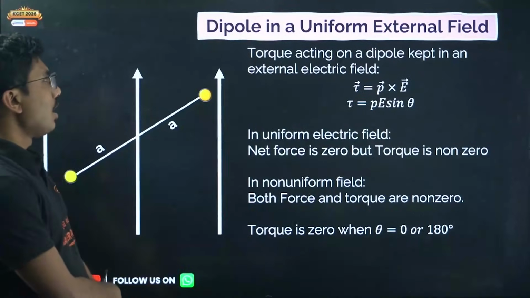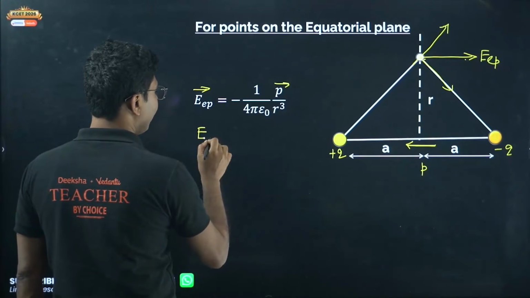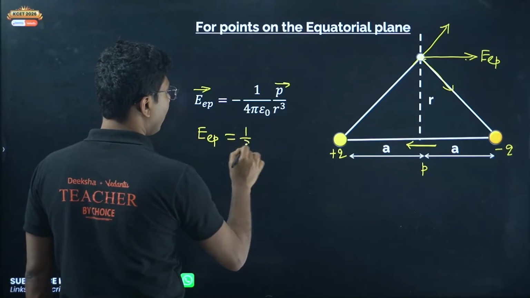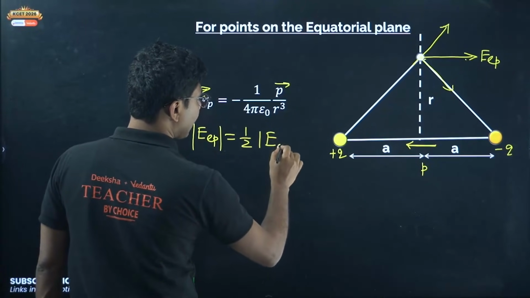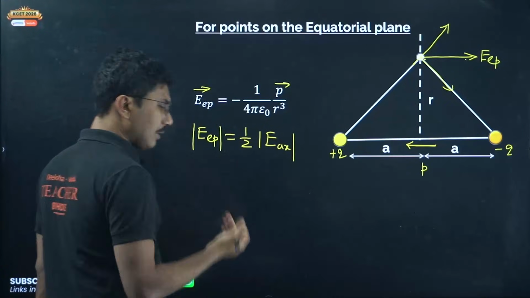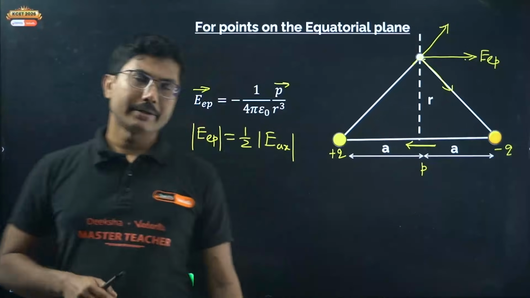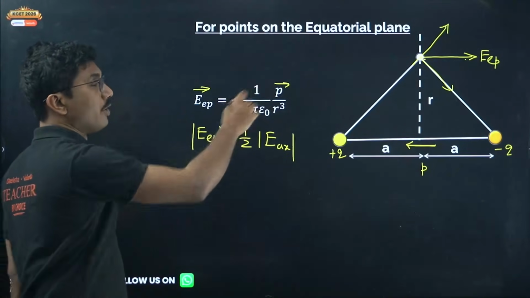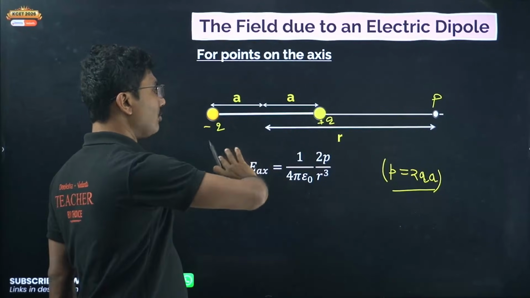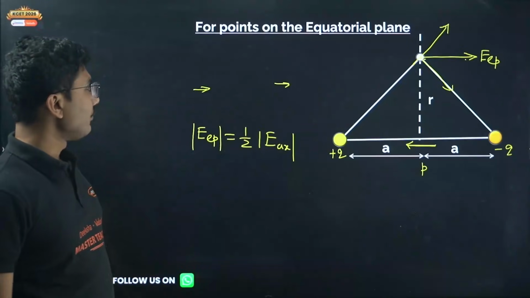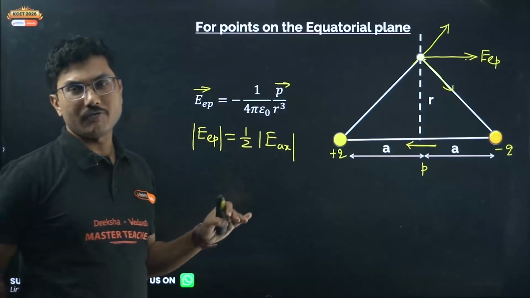Let's move on. And one more thing: by magnitude, the electric field on the equatorial plane is half of that on the axial plane. This is also a very, very important point to remember. There was a 2 present over here. If you go back to the previous formula, it was 2p by r cube, but here it is only p by r cube. So that means the equatorial field is half of the axial.